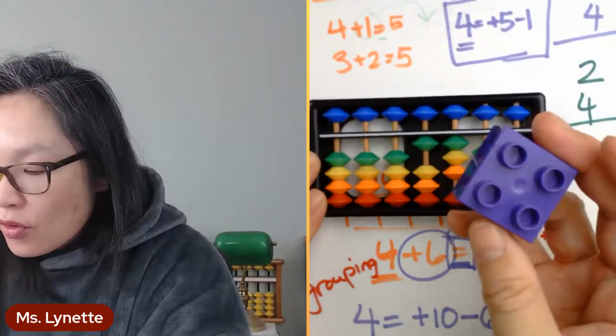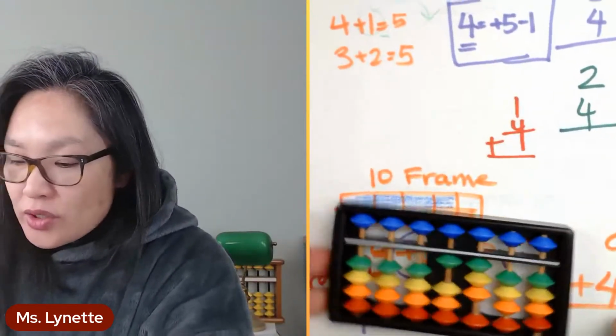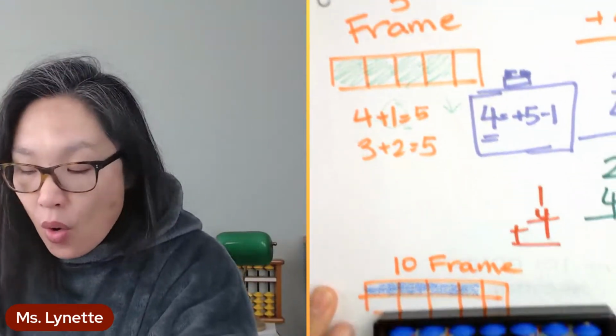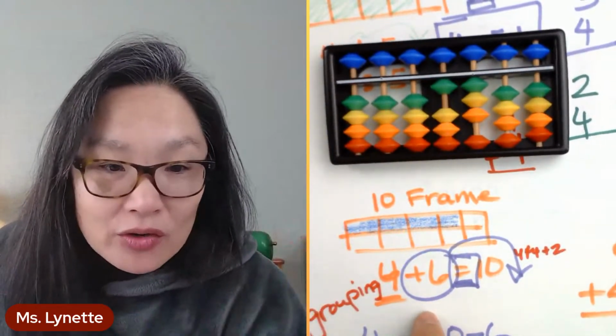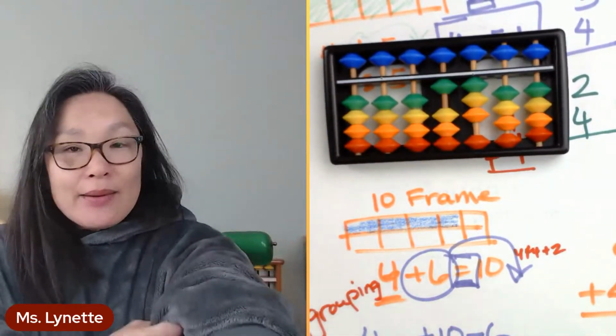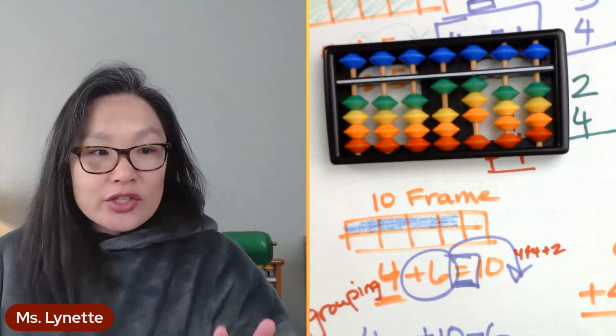This is the number 4. How can I use it? Can I use it with a 5 frame, right? Or do I need to use it with a 10 frame? If you have any questions, let me know. I know there's a little bit of delay. Let me know if you have any questions or if I've lost you anywhere.